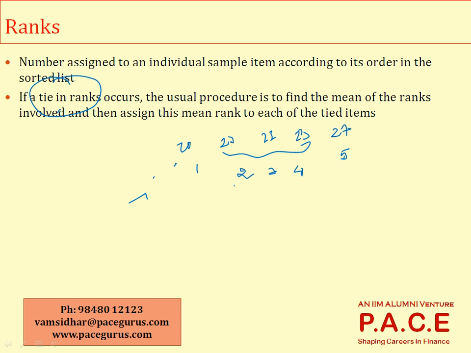Now, what the ranking mechanism for our statistical process says is, take the mean of all the positions for which the ranks are tied up. 2, 3, 4. Find the mean of that, which is 3. Assign the same rank 3 to all these 3 numbers. So you will have only 1 for the first one. The second, third and fourth, all 3 of them will have a rank 3. And the next one will have a rank 5. This is the mechanism that would be followed for assigning the ranks.